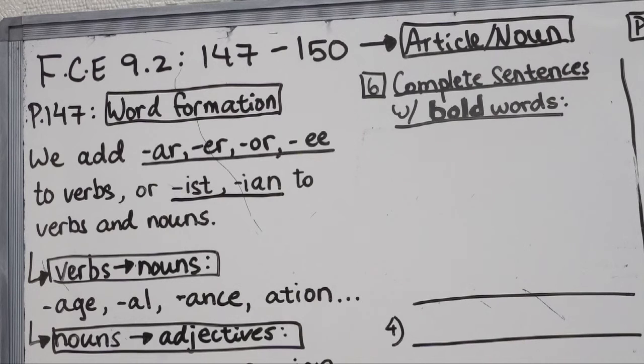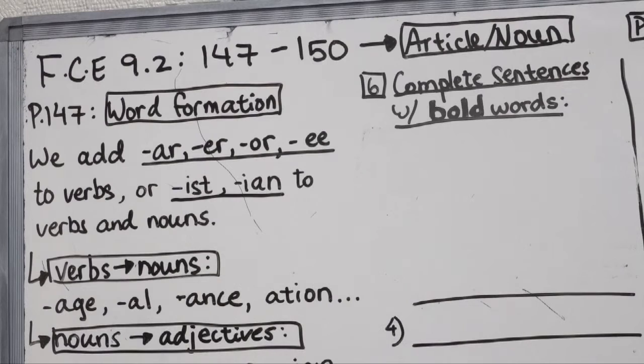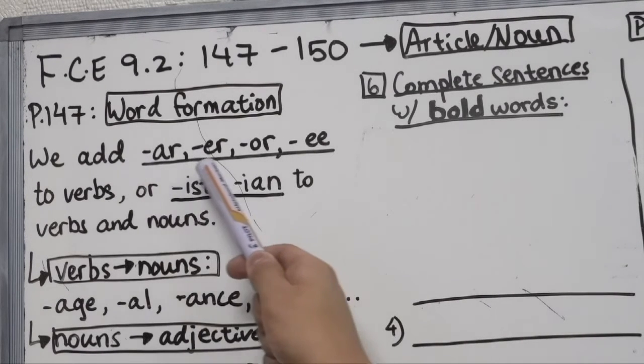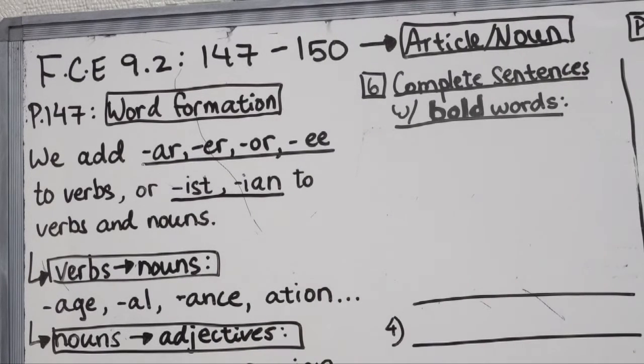So let's go to the first point, to describe people. These words, you could say they are adjectives, they describe the jobs, but in truth, they are actually nouns. So let's look at AR, ER, OR, and double E. We use these to describe people at the end of verbs. So remember, we put these affixes at the end of verbs to describe people, maybe their work, the type of person they are.